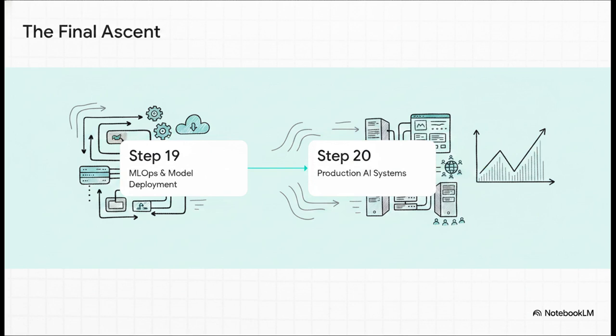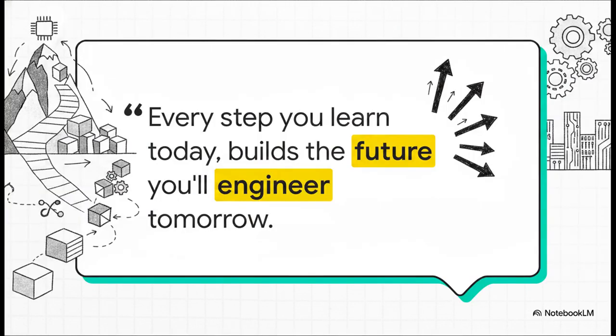And finally, step 20, production AI systems. This is it. You deploy the agent, you set up dashboards to constantly monitor its health and accuracy, and you ensure the server architecture can seamlessly scale whether you've got 10 users or 10 million. You aren't just experimenting anymore. You are running a live, highly intelligent product. And with that, we've reached the peak.